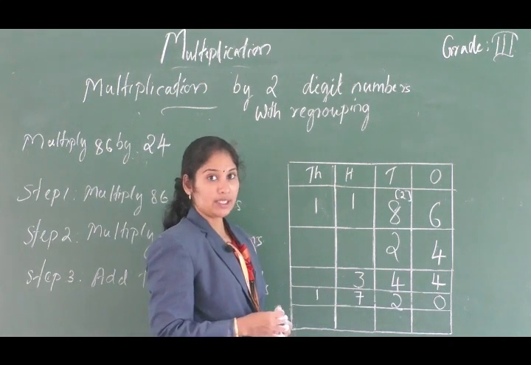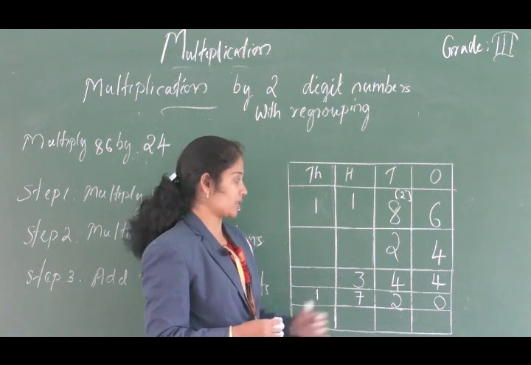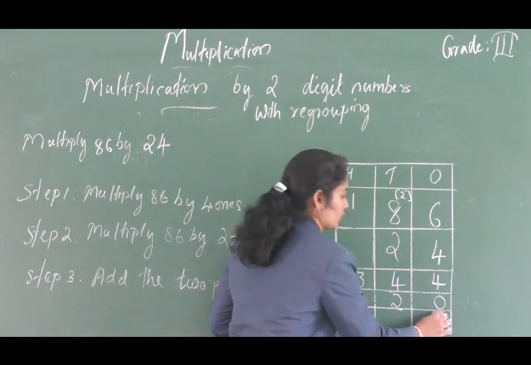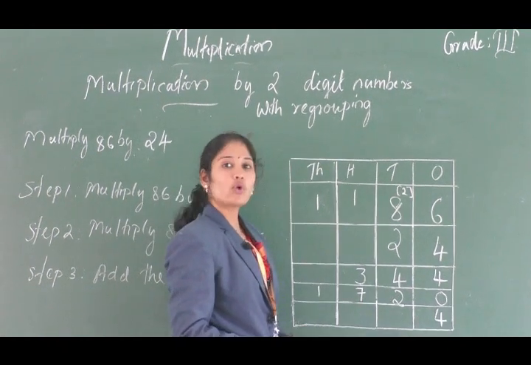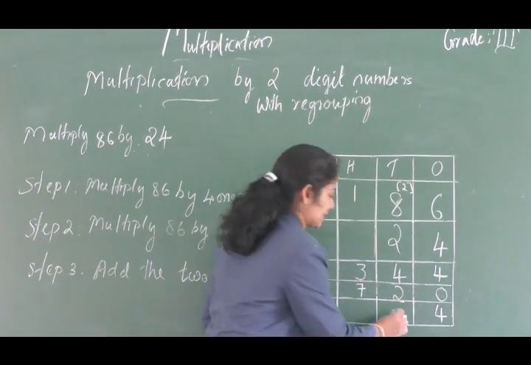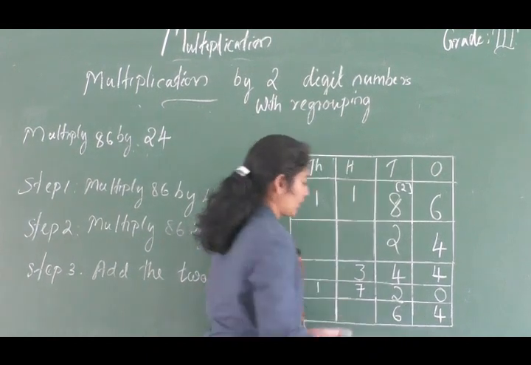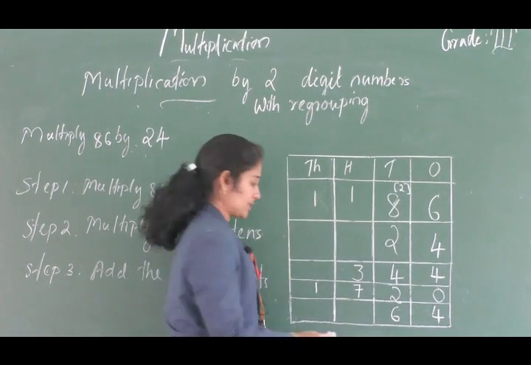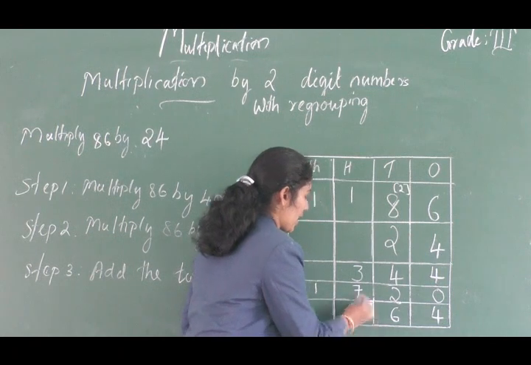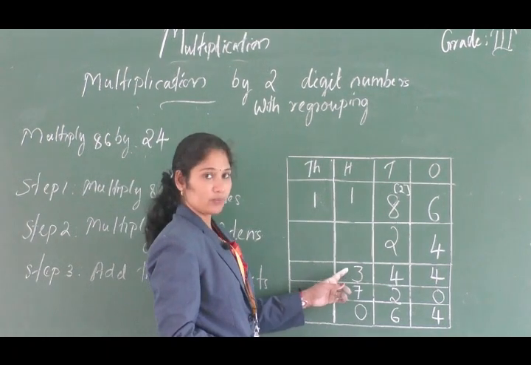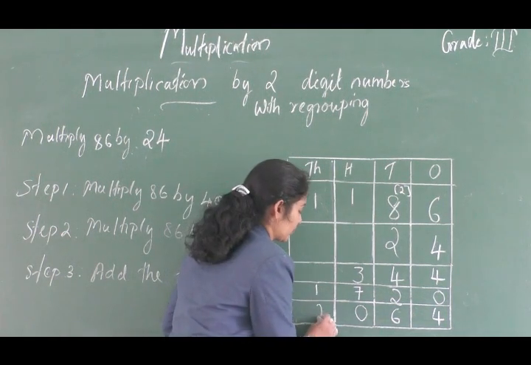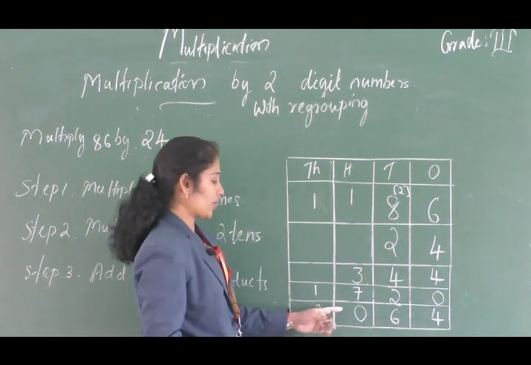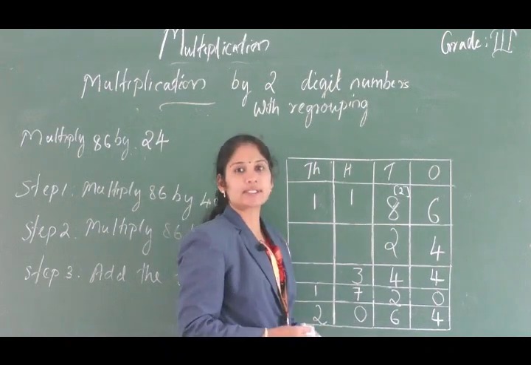What is our step 3? Add the product. So 4 plus 0, 4, and 4 plus 2, 6, 3 plus 7, 10, and 1 is carry over, so 1 plus 1, 2. So now we got answer 2064.